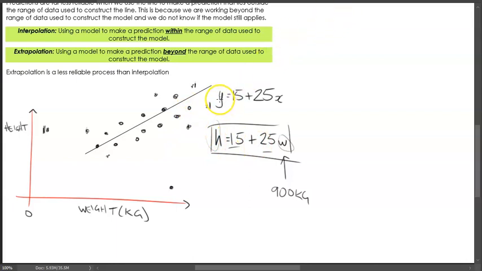But that's unrealistic. That doesn't make sense because we don't have people that weigh 900 kilograms or have a height of whatever this ends up being, 25 times 900 plus 15. That's impossible.